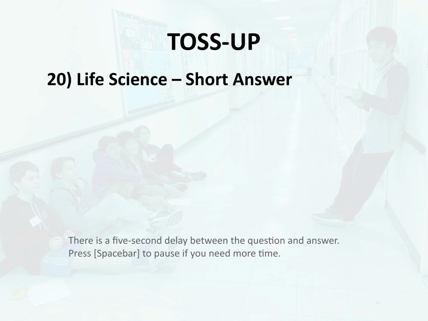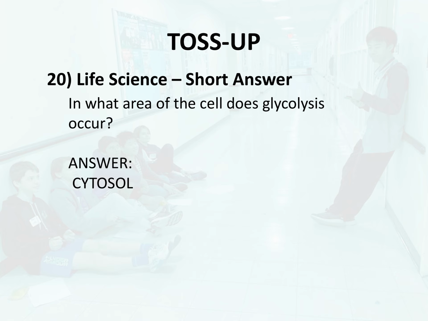Toss-up 20. Life science, short answer. In what area of the cell does glycolysis occur? Answer: Cytosol.